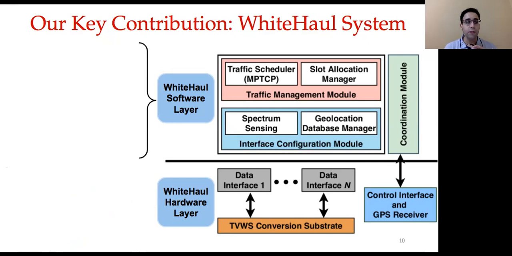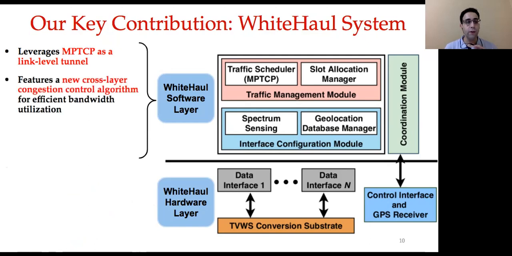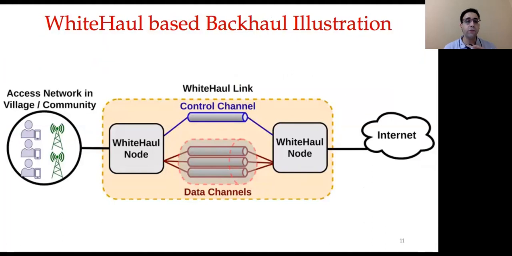These hardware components need a software layer to orchestrate their operations. In the software layer, we leverage Multipath TCP as a link-level tunneling technique, where we propose a new cross-layer congestion control algorithm that distributes the user traffic among the various TV white space spectrum chunks and enables efficient bandwidth utilization. We also propose an adaptive time allocation mechanism to handle the asymmetric characteristics of both link capacity and backhaul traffic. That combination of software and hardware layers is what represents a WhiteHaul node.